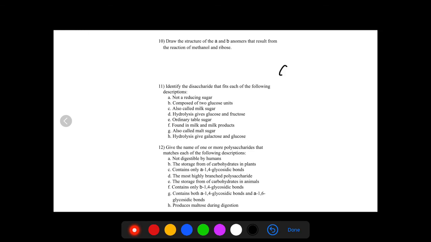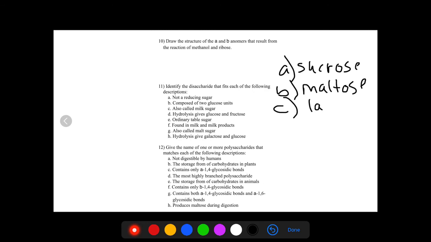Okay, last thing. We're going to identify the disaccharide that fits each of the following descriptions. So first of all, not a reducing sugar would be sucrose. So A is sucrose. B, composed of 2 glucose units, would be maltose. C, milk sugar is lactose. D, hydrolysis gives glucose and fructose, would be sucrose. And then E, ordinary table sugar is also sucrose.